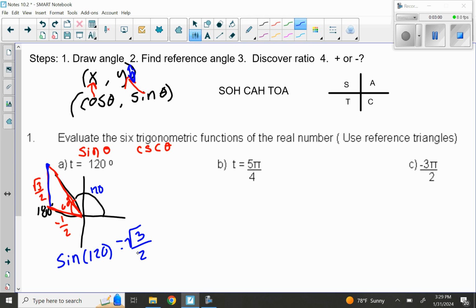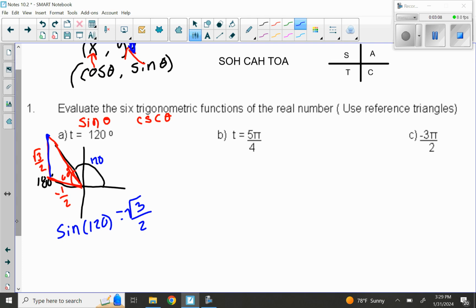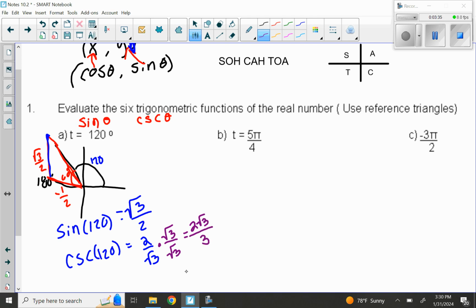So now I can find cosecant, because cosecant is the reciprocal or inverse of sine. So cosecant would be, if I flip that, 2 over square root of 3. Now we can't leave our answer like that. We need to rationalize it, meaning I need to multiply the top and bottom by square root of 3. So on top we get 2 square root of 3. On bottom that becomes just 3. So that would be 2 of those trig functions.